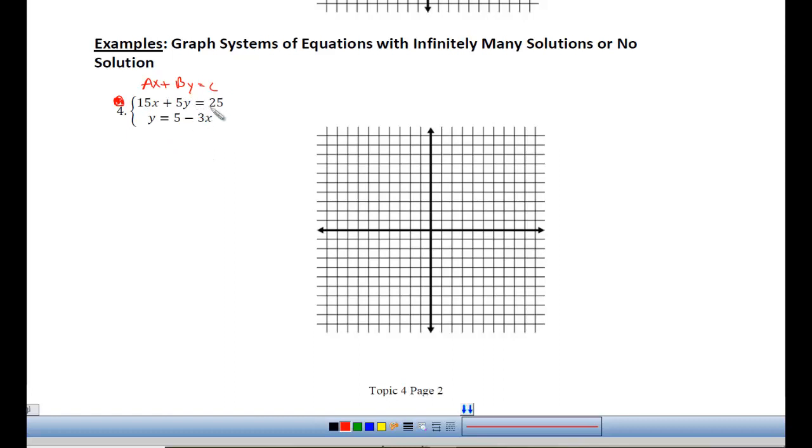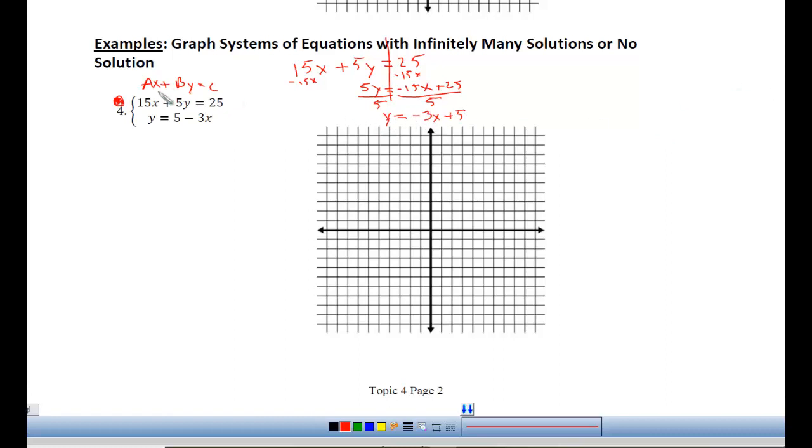So there's a couple different ways in which I could handle this. I could make it look like slope-intercept form, right? I could solve for y. So let's do that over here. I'm going to go ahead and subtract those 15x's. So I get 5y equals negative 15x plus 25. And then we're going to go ahead and divide by 5. So we get y equals negative 3x plus 5.